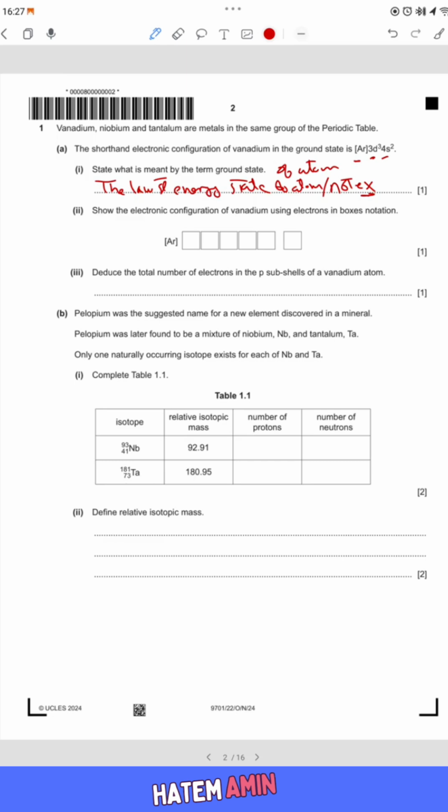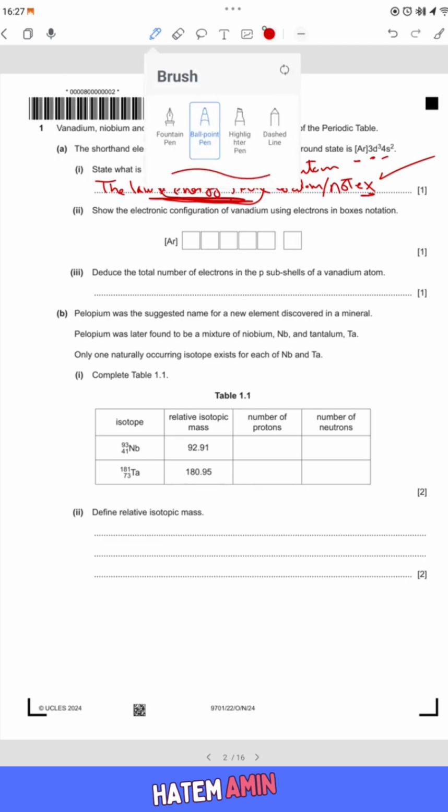So what's the keyword we should write here? The lowest energy state of an atom. If you show your examiner this keyword, he will consider it correct. So the ground state means the lowest energy state of any atom. Perfect.